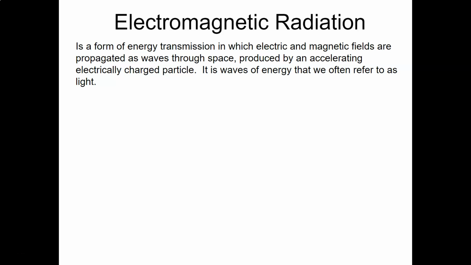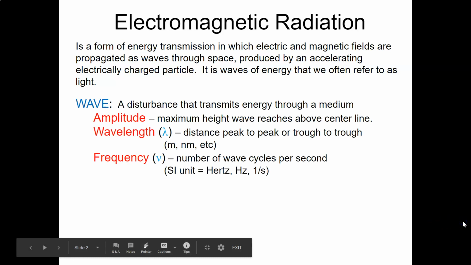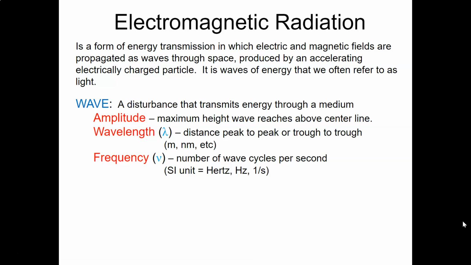It is produced, here's the thing that allows us to look at the electrons in the electron cloud. Electromagnetic radiation is produced by moving charged particles, which we know electrons are charged. And so it's typically what we refer to as light, but it is really a wave of energy. A wave has certain characteristics about it. It has amplitude, it has wavelength, and it has frequency.